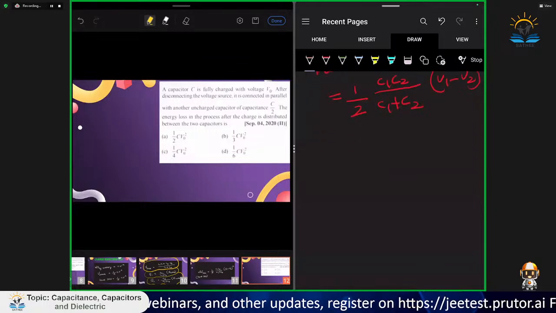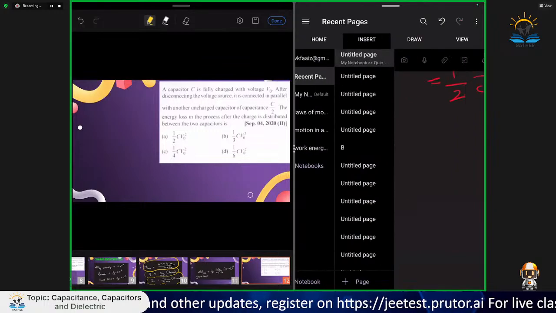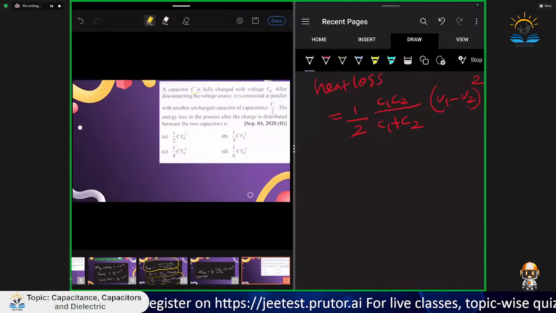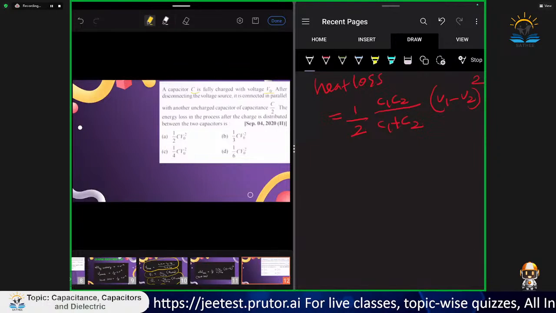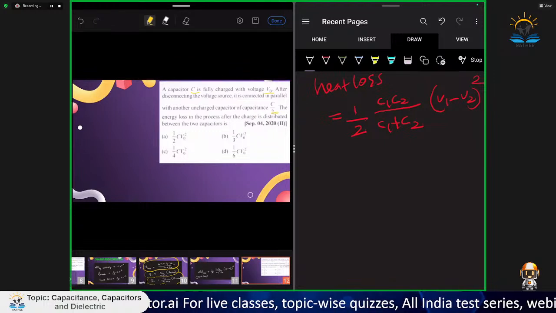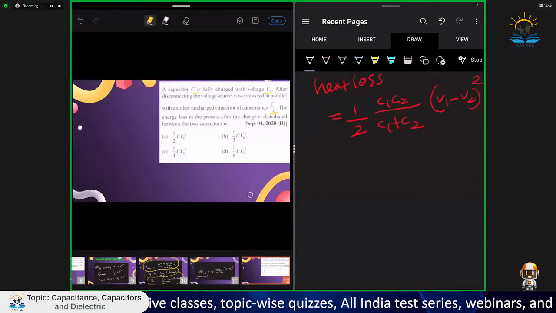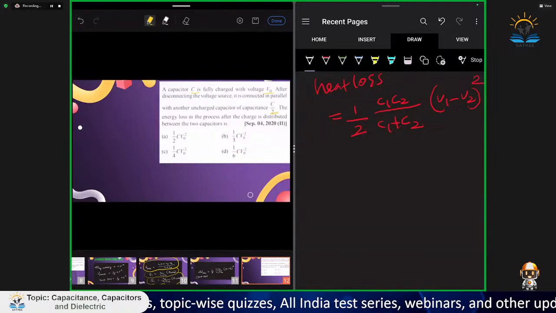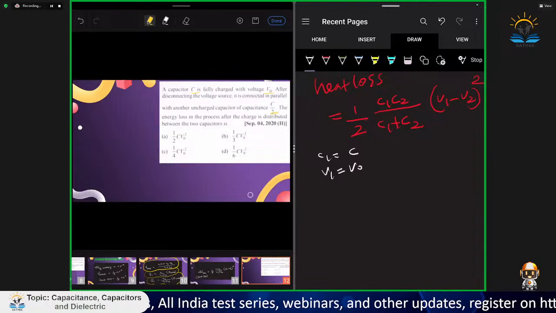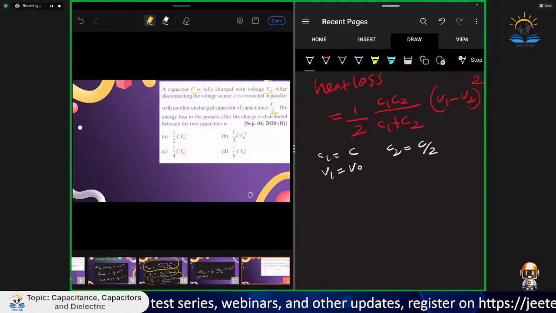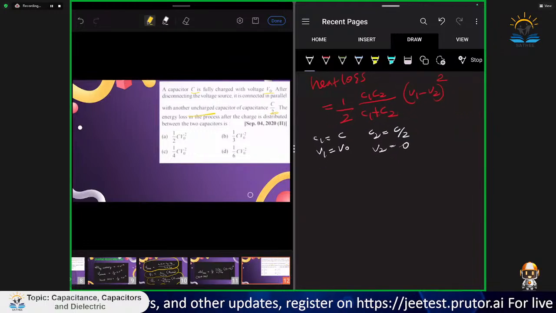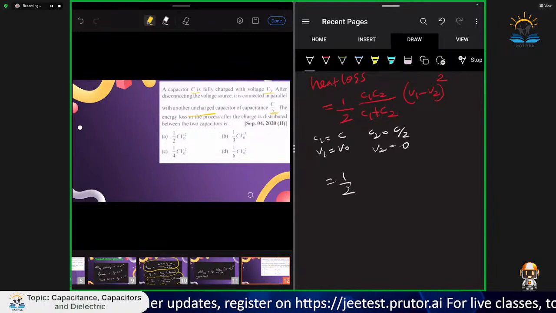A capacitor C is fully charged with voltage V0. After disconnecting the voltage source, it is connected in parallel with another uncharged capacitor of capacitance C by 2. Find the energy loss in the process. Simple, we have the equation half C1 C2 upon C1 plus C2 into V1 minus V2 square. Here C1 is C, V1 is V0 and C2 is C by 2. V2 is uncharged, that means V2 is 0.